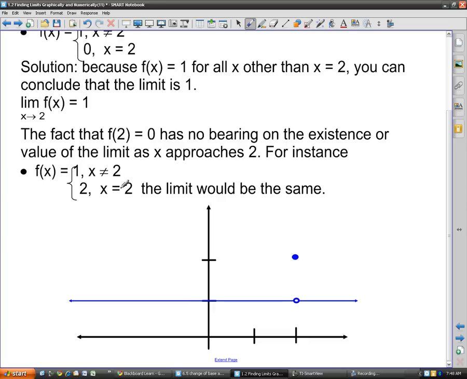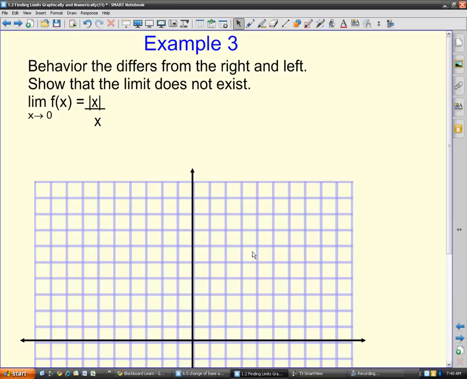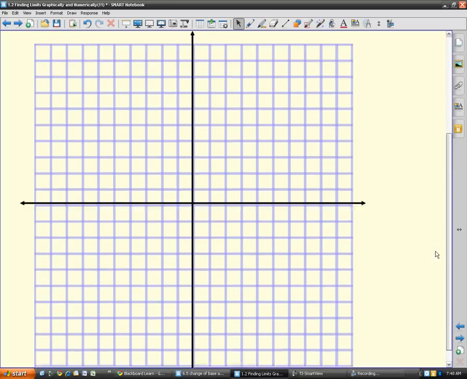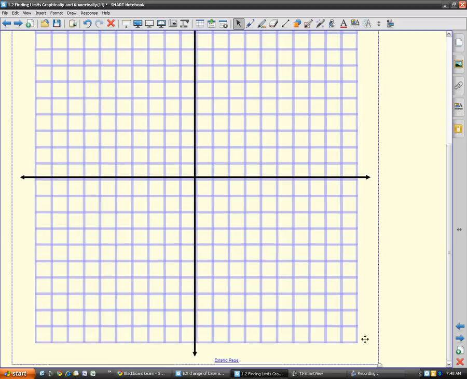When we get something that looks like this, we want to show that the limit does not exist. You can see the new notation, the limit as x approaches 0. I'm just going to shrink this graph. As x approaches 0 of this function, we have the absolute value of x over x.